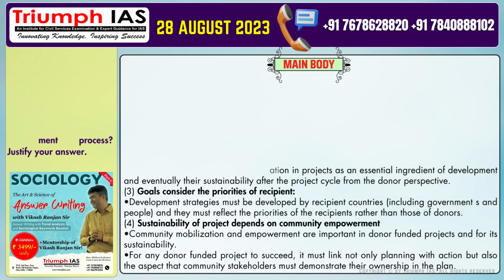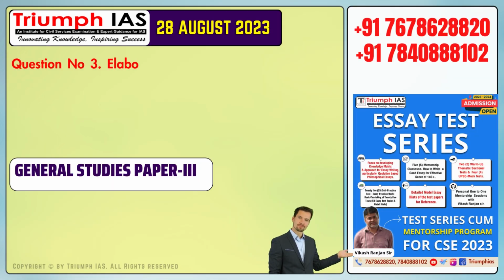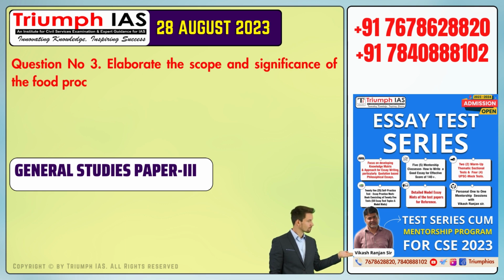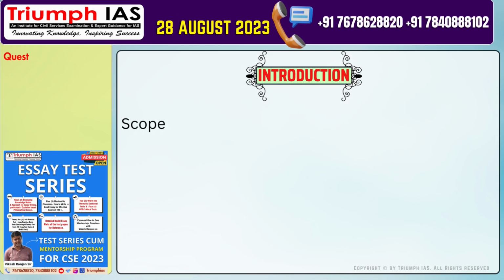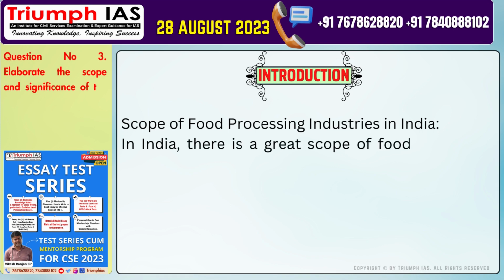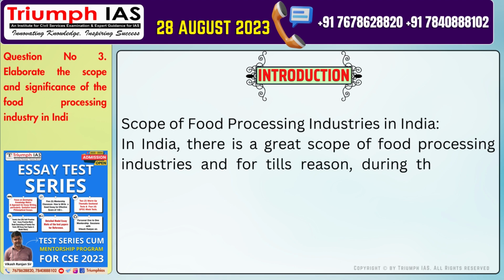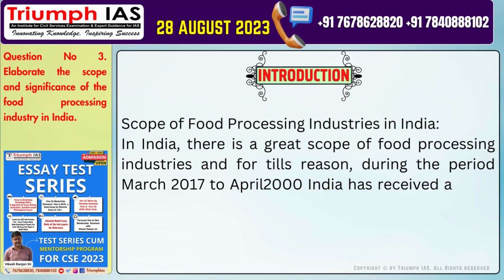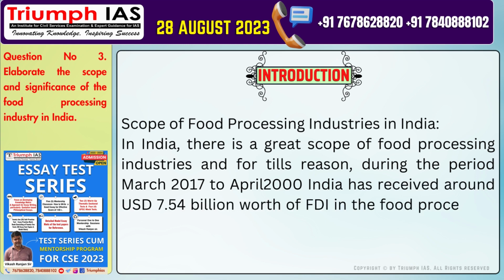Question number 3. Elaborate the scope and significance of the food processing industry in India. Let's start with the introduction of the answer. Scope of food processing industries in India. In India, there is a great scope of food processing industries, and for this reason, during the period March 2017 to April 2000, India has received around 7.54 billion US dollars worth of FDI in the food processing sector.